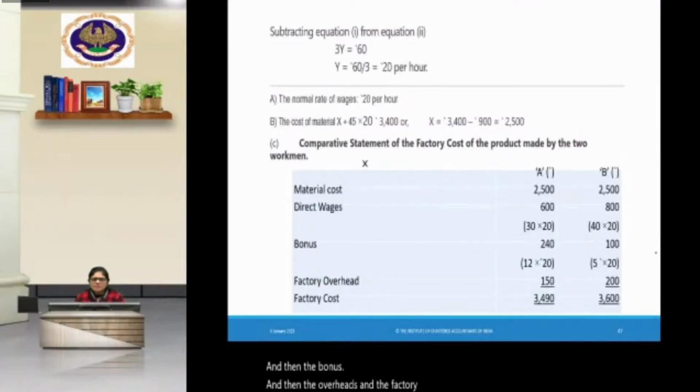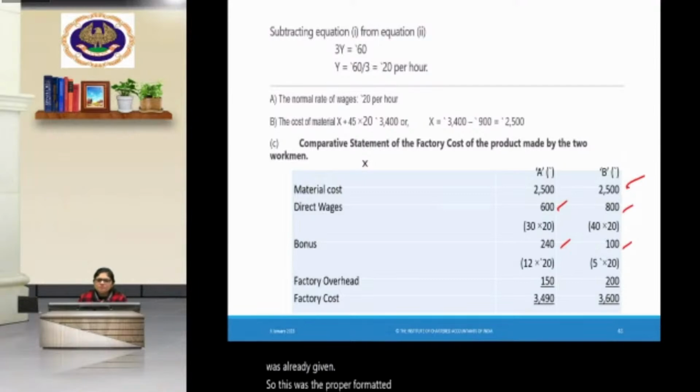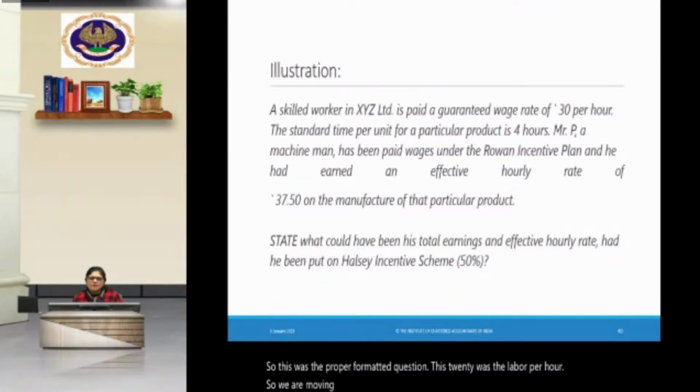So we have done this, and this is the final comparative statement of the factory cost. Material cost came out to 2500, 600, 800, 240, 100. This was already given. So this was the proper formatted question. This 20 was the labor per hour. So we are moving forward to the next question. Just look at the next question.